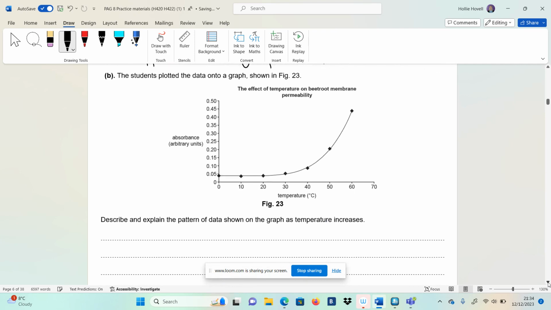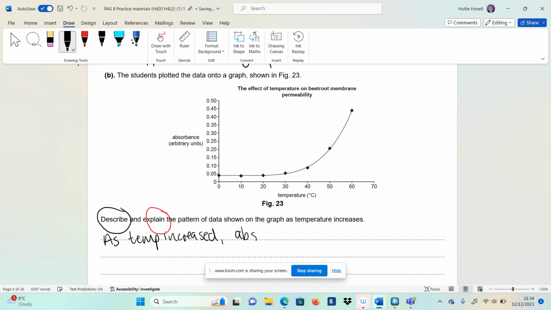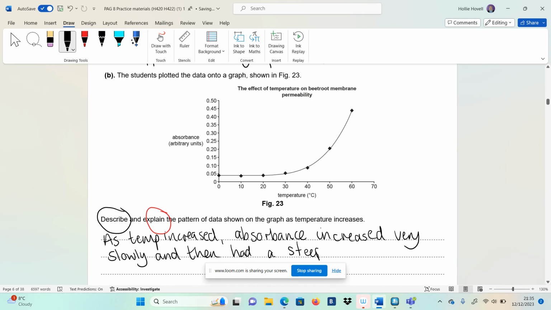Okay. Part B. The students plotted the data onto a graph, which is shown in figure 2.3. Describe and explain the pattern of data on the graph as the temperature increases. So we've got two different things here. We've got describe and we've got explain, which mean two very different things in terms of graphs. So first of all, in terms of describing, we always start with the x-axis, so we can say that as the temperature increased, the absorbance increased very slowly, and then had a steep increase, for example.